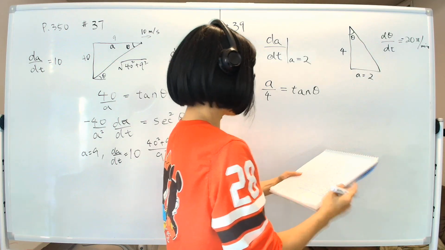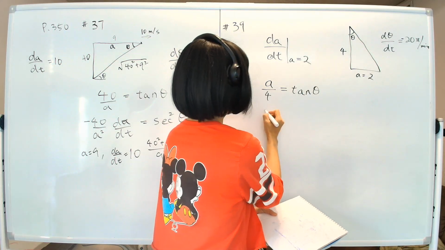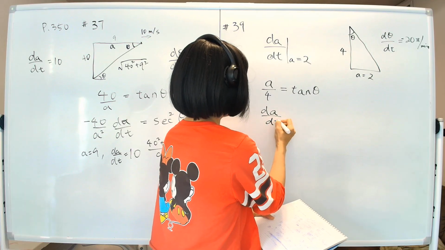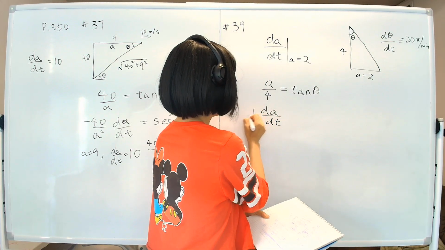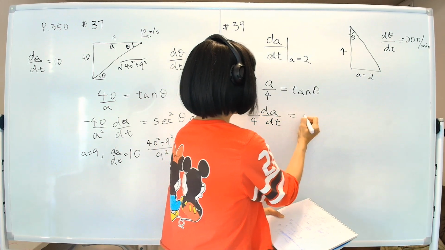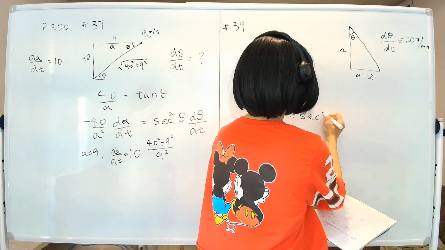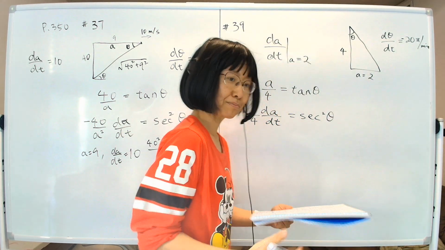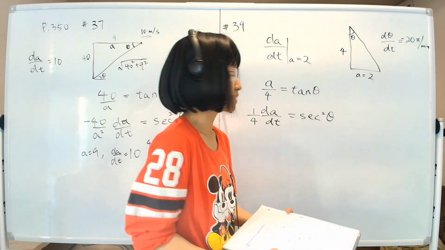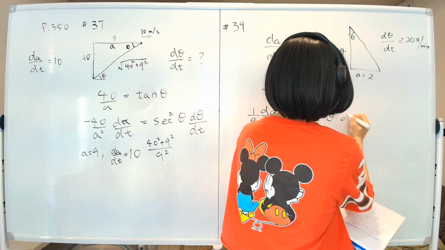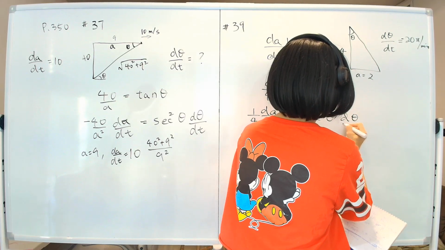So then, let's take the derivative. dA by dt times 1 over 4 equals secant squared. The derivative of tangent is secant squared. That you need to memorize, probably, especially for this part, because it seems like we do that all the time. Times d theta by dt.